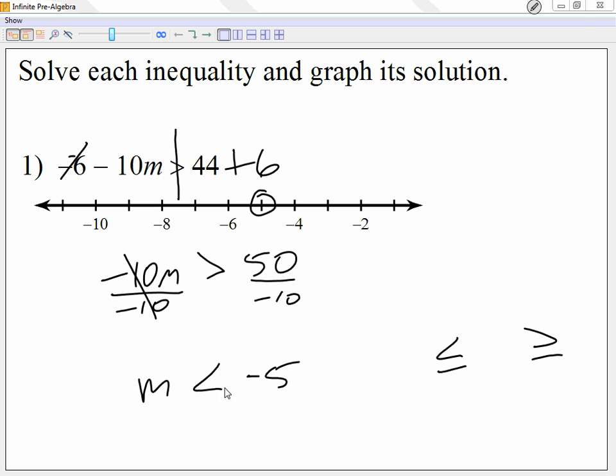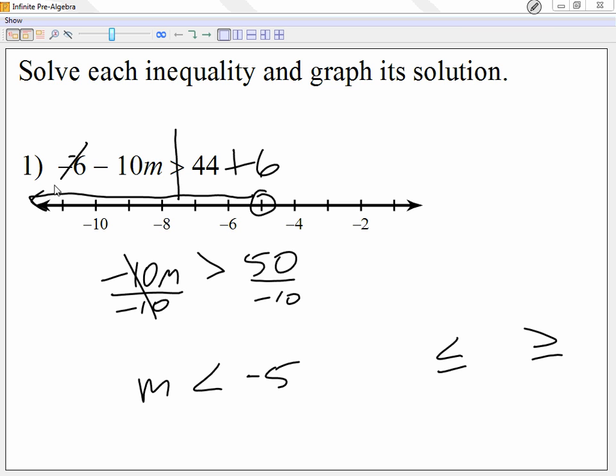Notice how my arrow is pointing towards the left. So my arrow here, I'm going to include everything to the left of my circle. We read this as m is less than negative 5. So everything less than negative 5 is to the left. Once again, keep the letters on the left, numbers on the right. Every time you multiply or divide by a negative, flip the sign.